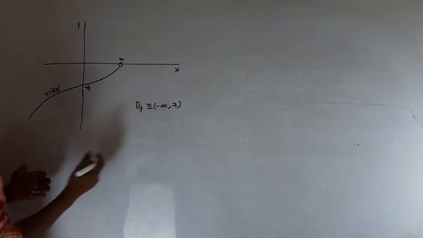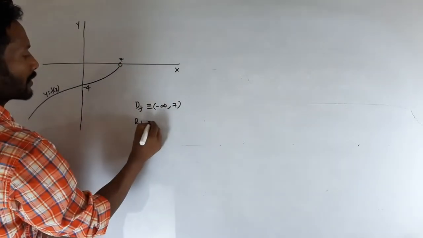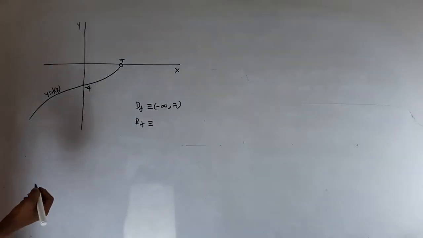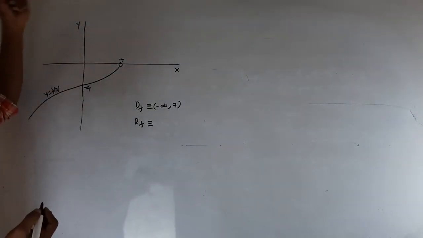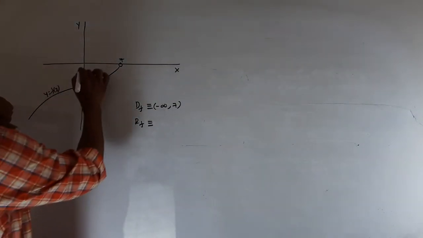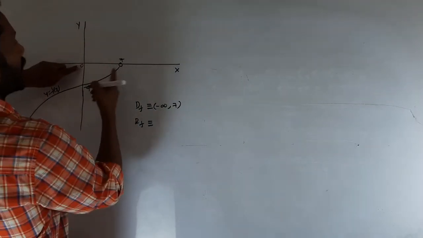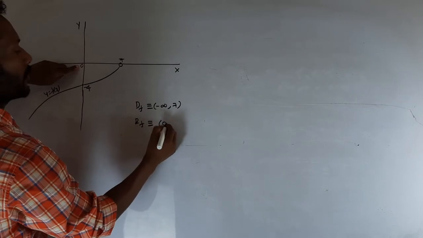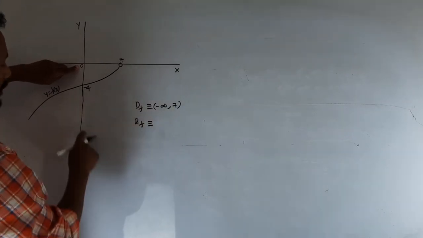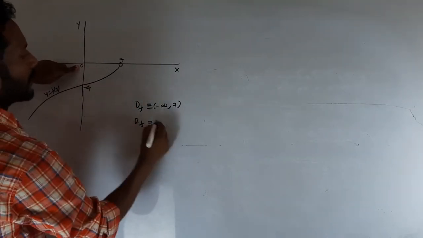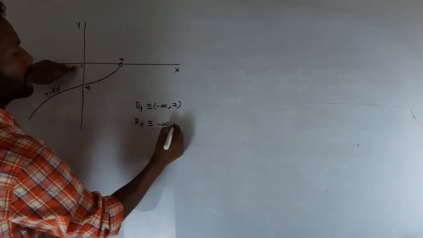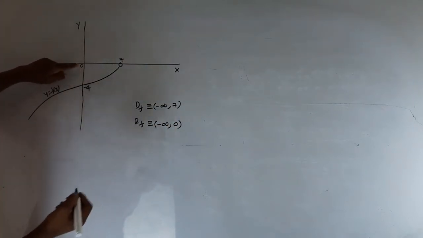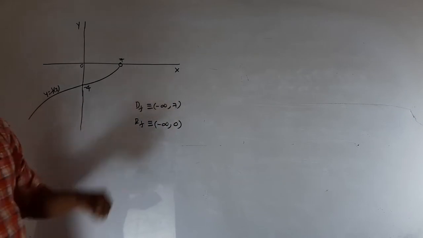Unshaded circle, open interval. So range of this graph. What is the range? Range is the portion of y-axis which is covered by the graph. This one is an unshaded circle. So open interval 0, sorry, this one is minus infinity. Range is minus infinity to 0, open interval.